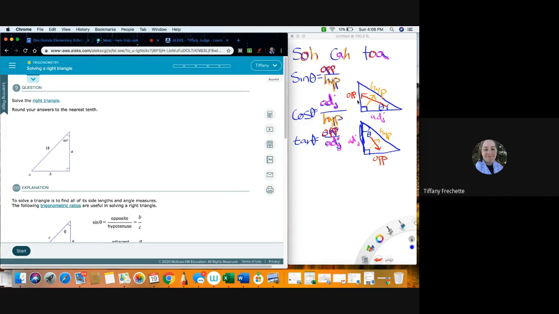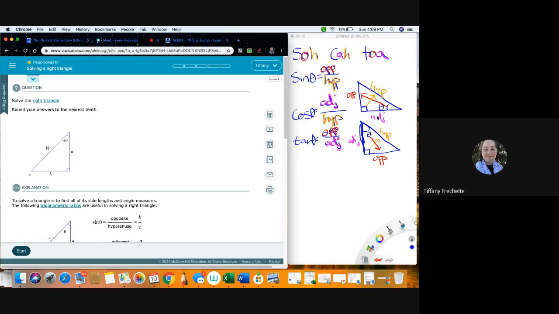And then we also have the two diagrams here so that you remember opposite means opposite the angle we're talking about, whichever angle they're asking us about. Hypotenuse is always across from the 90. And adjacent is the segment that connects the angle and the 90 degree. So it's always kind of in between there. That's the segment that we call adjacent.